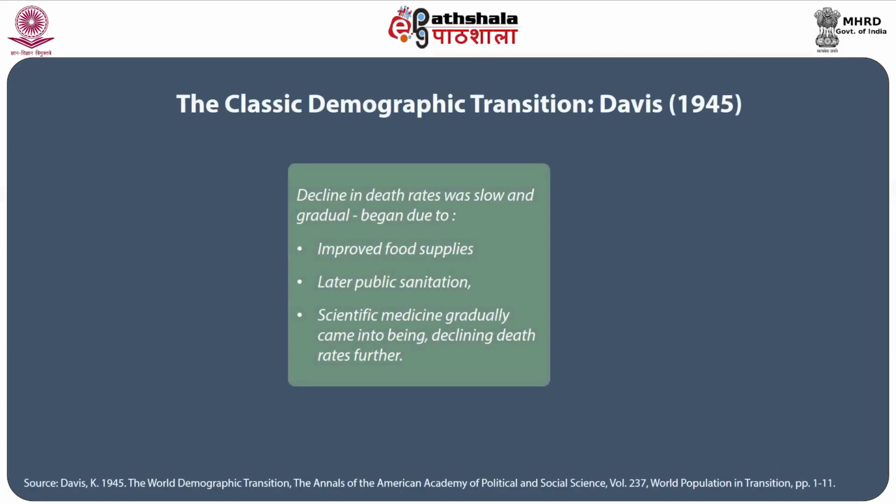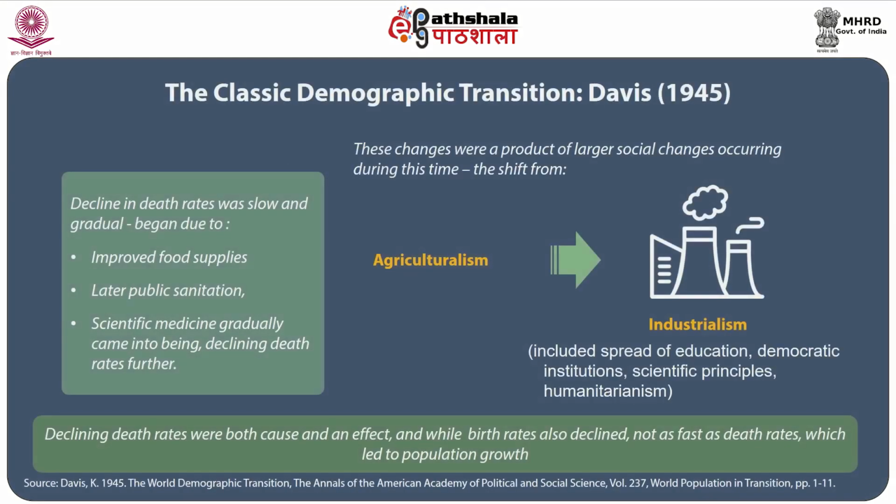The decline in death rates was slow and gradual, which began due to improved food supplies, partly due to improvement in agriculture techniques and more due to better transportation, which led to commercial agriculture activities and further led to a decline in fertilities. Later, public sanitation and scientific medicine gradually came into vogue and protected people from diseases, and the decline in death rates became faster. These changes were a product of larger social changes occurring during this time.